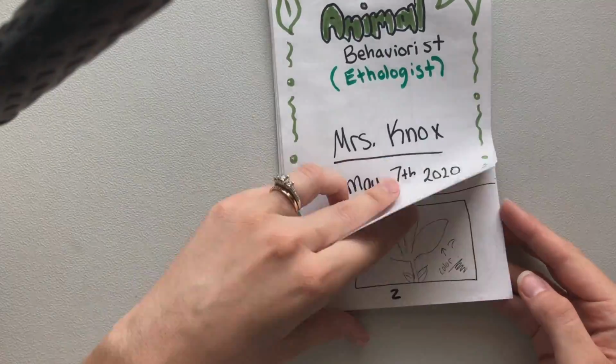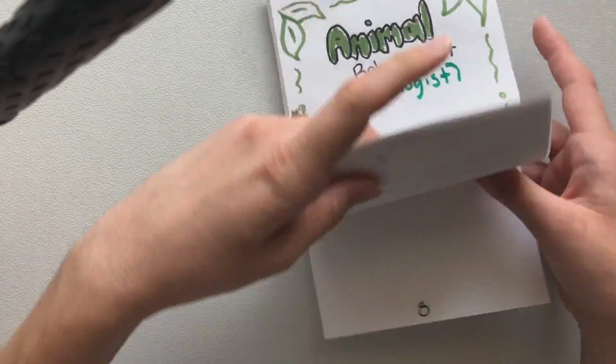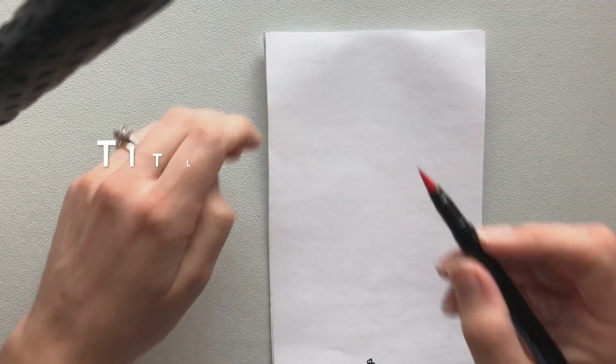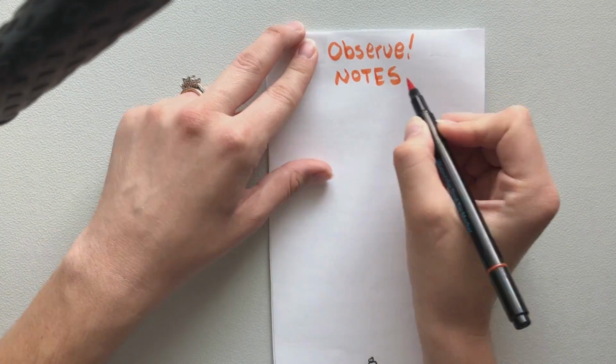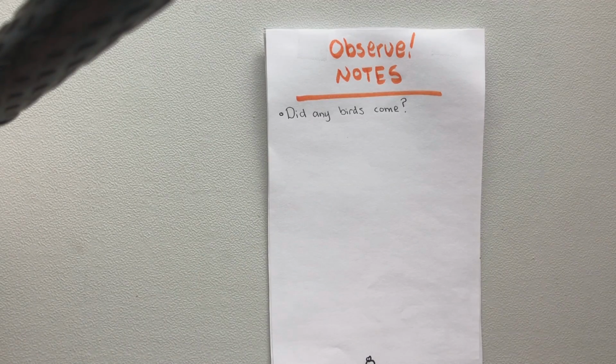Alright, welcome back. Today we're going to make some observation notes on our bird feeder. So turn to page 8, make the title Observation Notes, and then we're going to have a few questions.